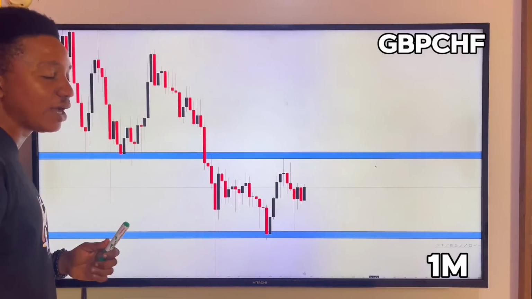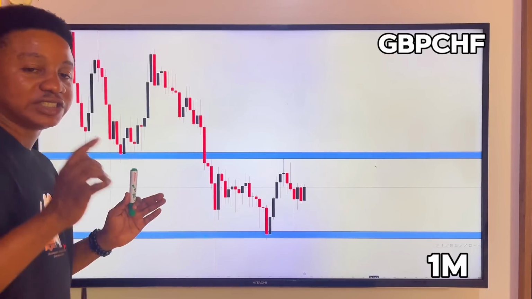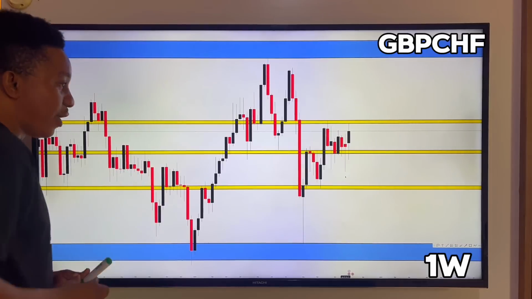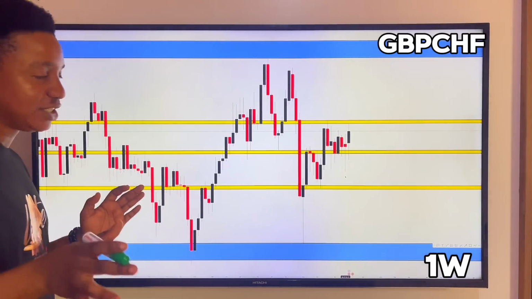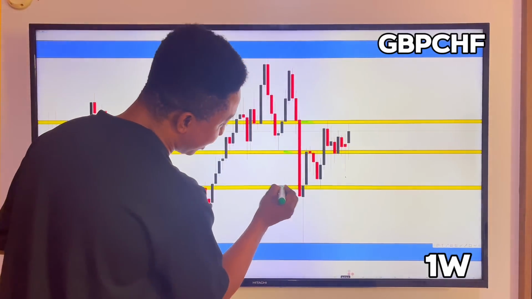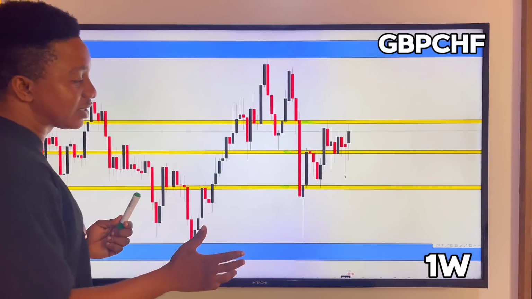So moving all the way to the weekly time frame to continue with the flow of the market. All right, so this is GBP/CHF on the weekly time frame. Let's put meaning into it. On the weekly, we have a weekly upper zone, mid-range zone, and then lower zone as well. Let's explain what has happened on the weekly.